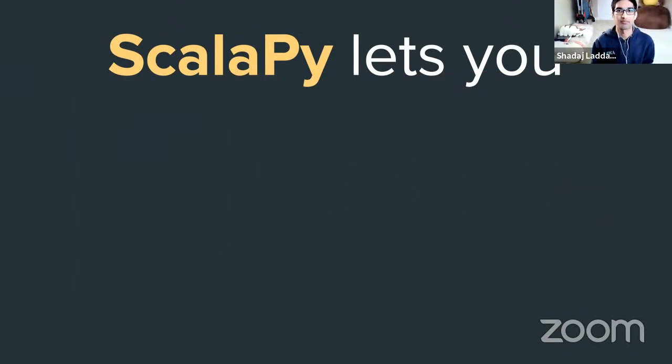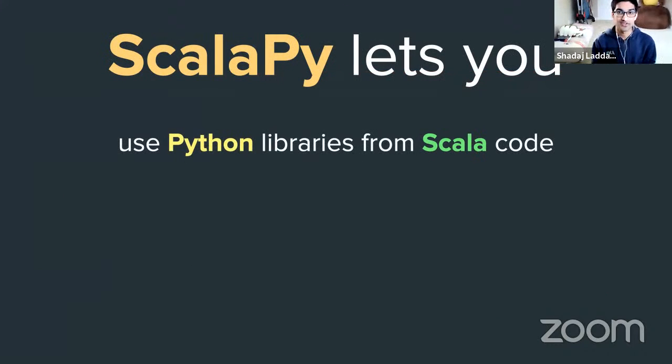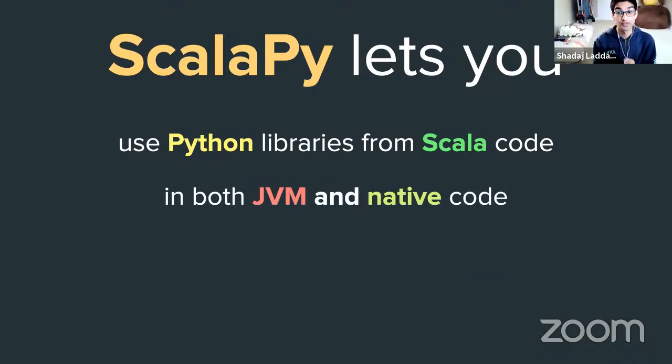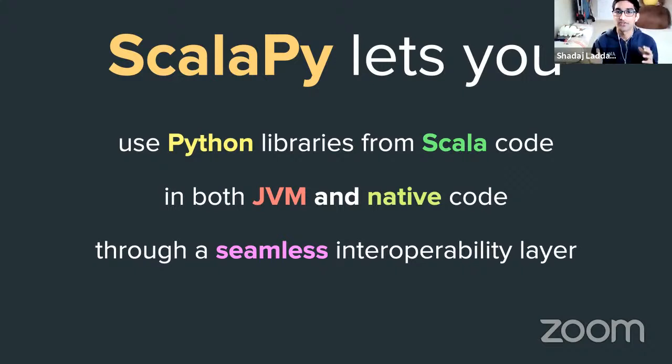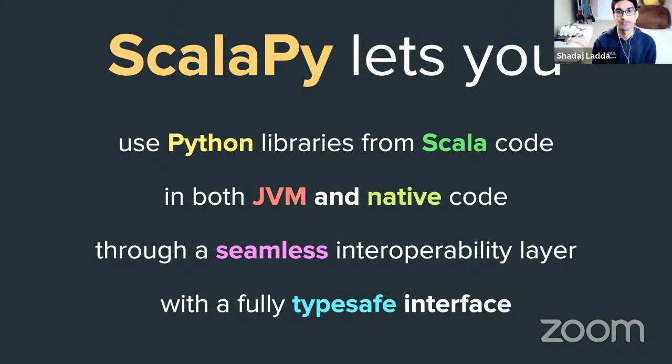So there are 4 core things that ScalaPy lets you do. It lets you use Python libraries from Scala code. It lets you do that in both JVM and native code. So we support Scala Native for a much faster interop layer. You get a seamless interoperability layer, so you can take code that you see in Python examples and port them to Scala super easily. And you can mix and match Python and Scala values around in your code. And you can have a fully type-safe interface. So like existing interop layers and language integrations for Scala, like Scala.js, ScalaPy also gives you the support for defining custom type facades that let you wrap over Python values to interact with them in a type-safe manner.